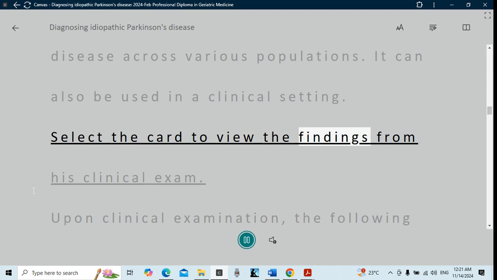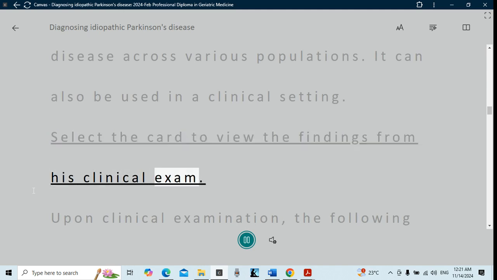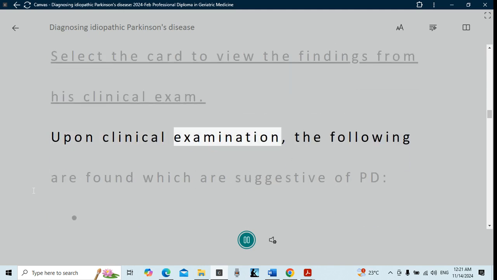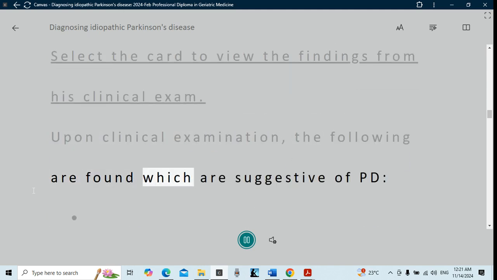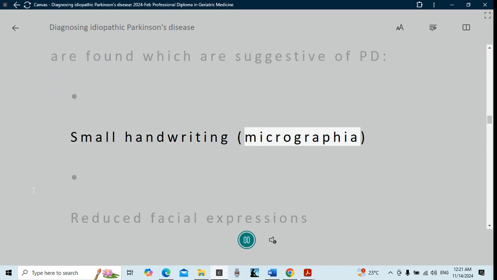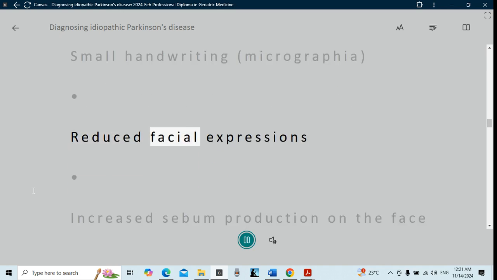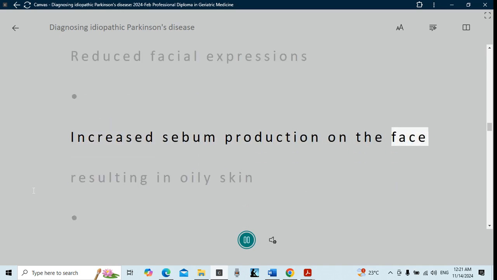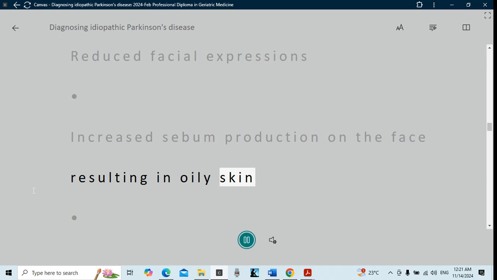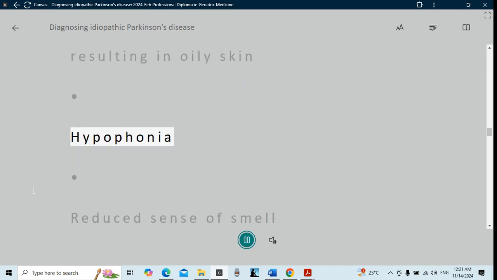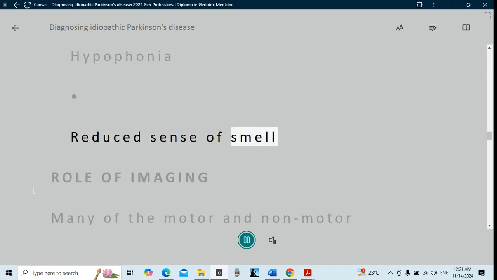Select the card to view the findings from his clinical exam. Upon clinical examination, the following are found which are suggestive of PD. Small handwriting, micrographia. Reduced facial expressions. Increased sebum production on the face resulting in oily skin. Hypophonia. Reduced sense of smell.